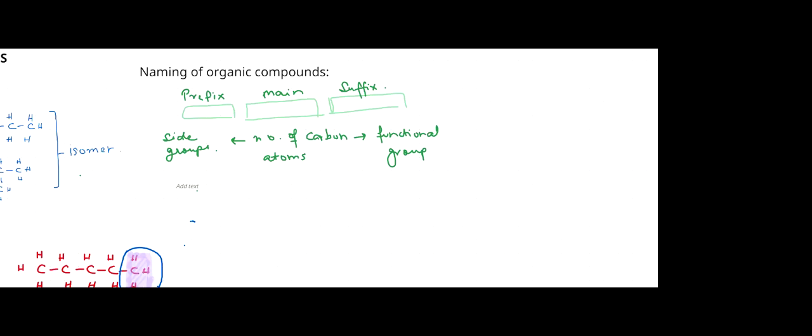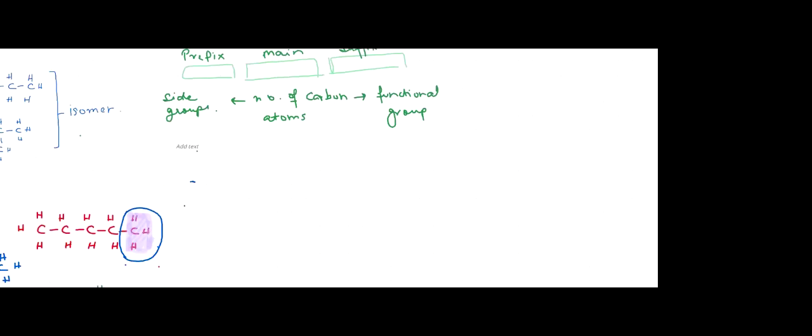hex. If it has seven carbon atoms, you will use the term hept. If it has eight carbon atoms, you'll use the term oct. If it's got nine carbon atoms, you'll use the term non. And if it's got 10 carbon atoms, you use the term dec. So the main name is going to depend upon how many carbon atoms are in your molecule. After that, you need to look at the functional group.